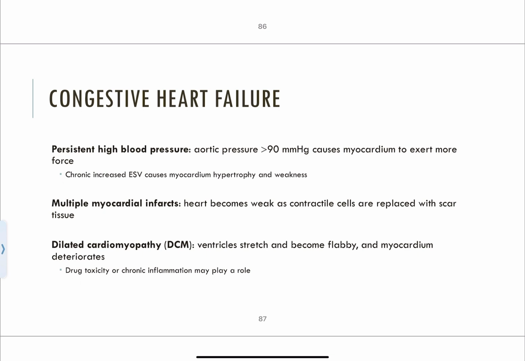Persistent high blood pressure. You may have heard hypertension, which is high blood pressure, also referred to as the silent killer. It's a pretty serious condition. Persistent high blood pressure is defined by having an aortic pressure greater than 90 millimeters of mercury. And this is going to cause your myocardium to exert more force. Chronic increase in systolic volume causes the myocardium to hypertrophy, which means to become enlarged, and to become weak. So even though it's larger, you've weakened the cells.